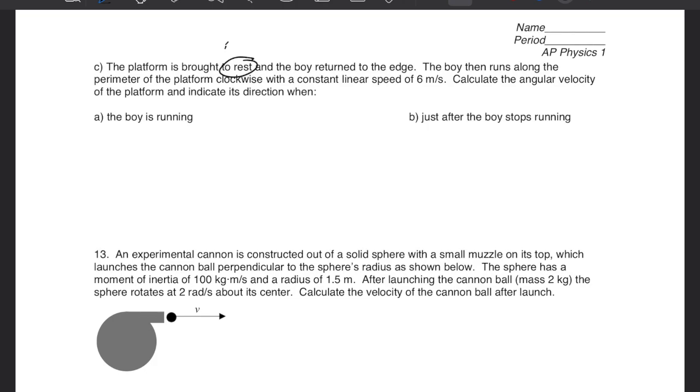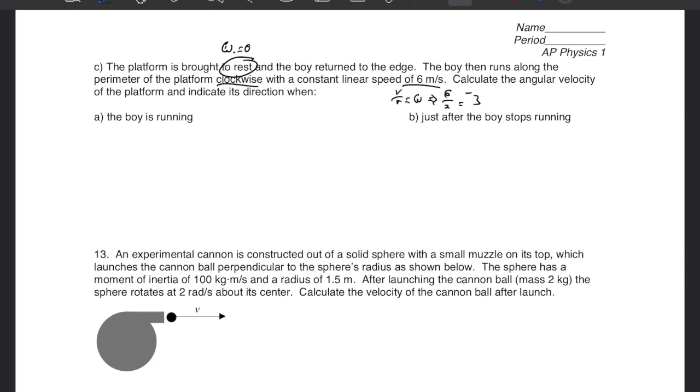Last page. The platform is brought to a rest, so we know the angular velocity is 0. And the boy is returned to the edge. The boy then runs along the perimeter of the platform clockwise. So he's running along in a negative direction. He's still on the platform, running, with a constant linear speed of 6 meters per second. We want to calculate the angular velocity of the platform and indicate its direction when the boy is running and then when the boy stops.